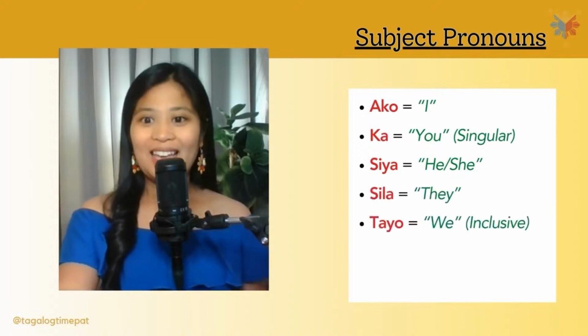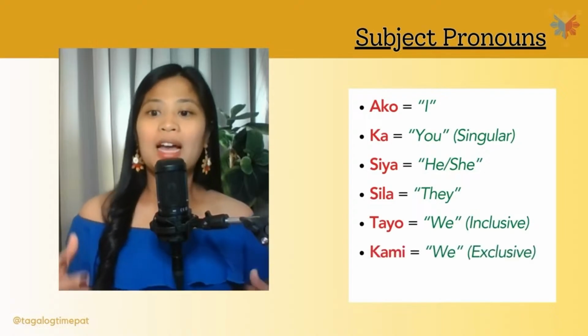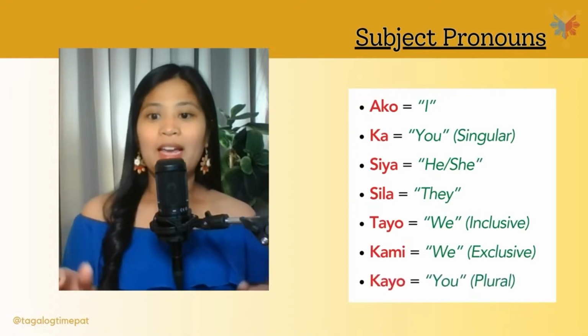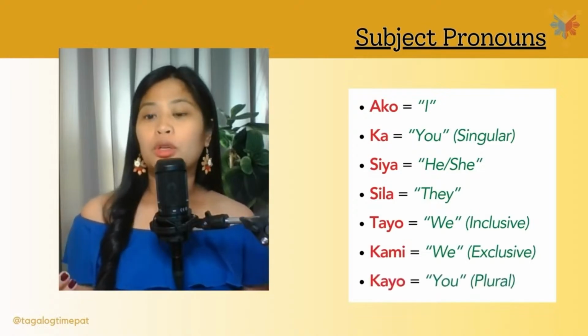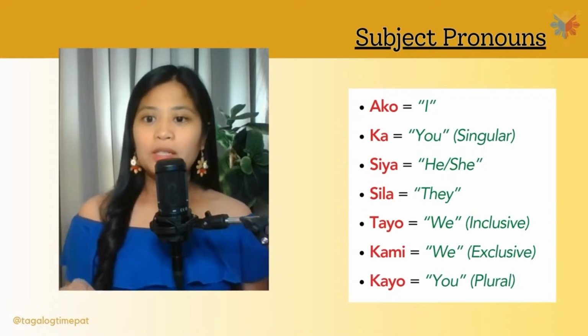Sila is they. Tayo is we inclusive. Kami is we exclusive. We'll go back to that. Kayo is you plural. So you all as a class, kayo. So now let's go back to the two different types of we here.